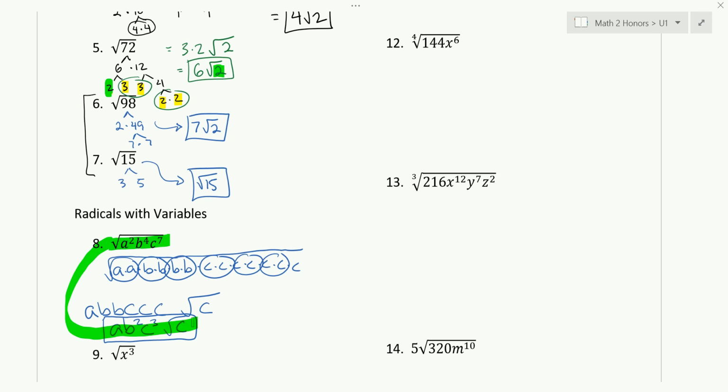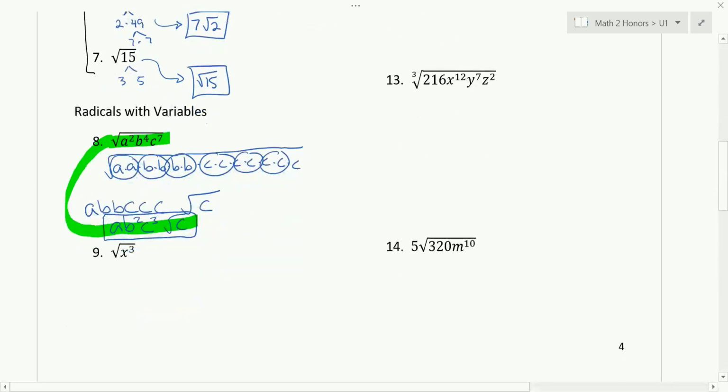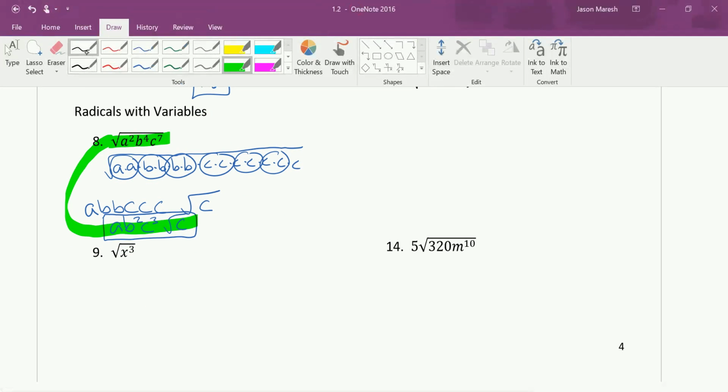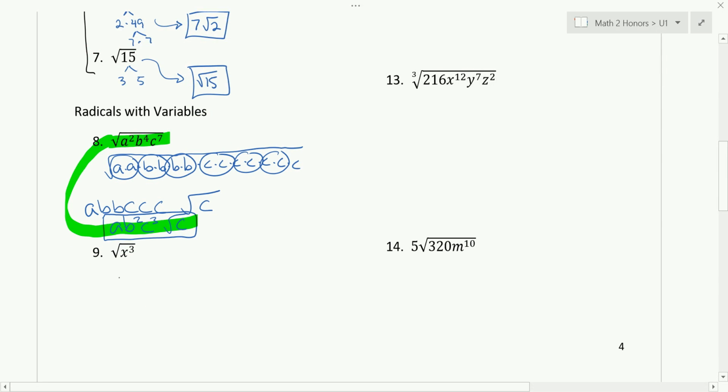So number 9, what's the answer going to be? X on the outside, square root of X, because X cubed means we are multiplying X 3 times. We have one pair. We can take the square root of that. We got X square root X.